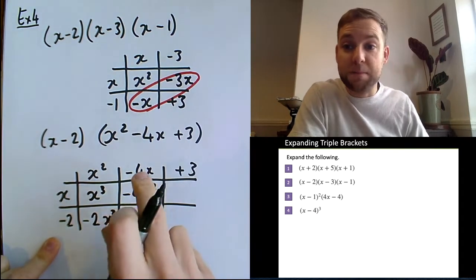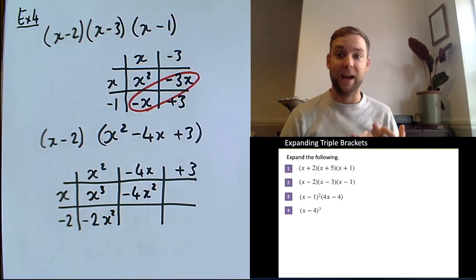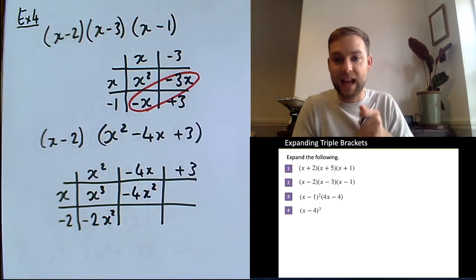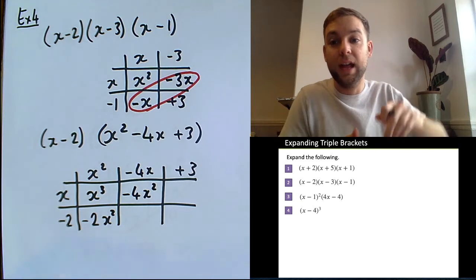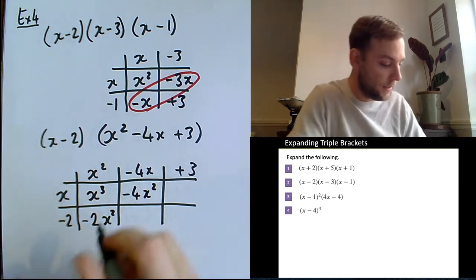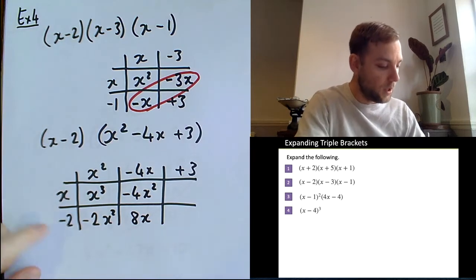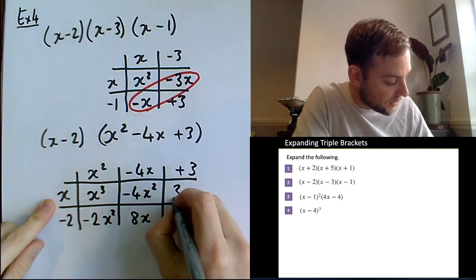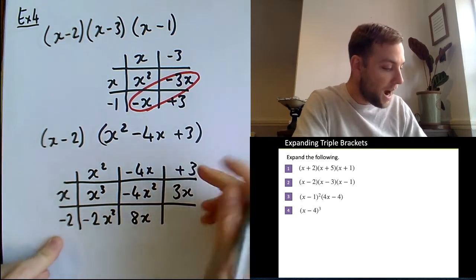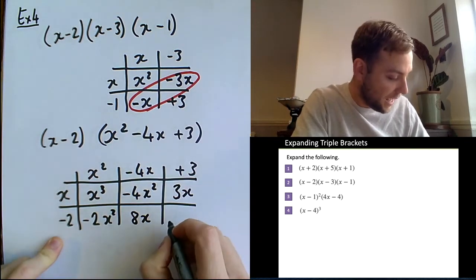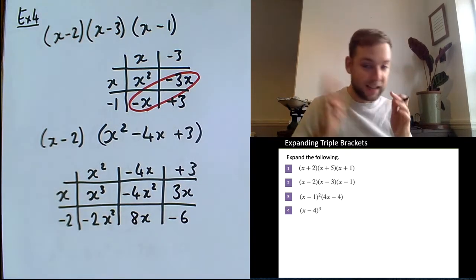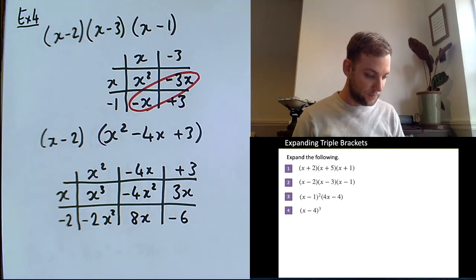Minus 2 times minus 4, notice how I'm saying it like that because I'm thinking about it already. Negative 2 times by negative 4 is positive 8. So positive 8x. X times by 3 is 3x. And minus 2 times positive 3 is minus 6. Negative times a positive is a negative.